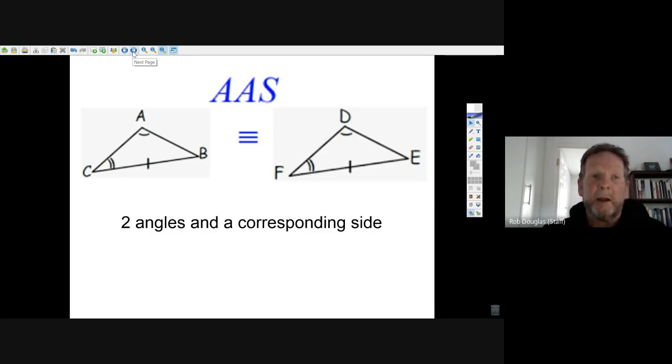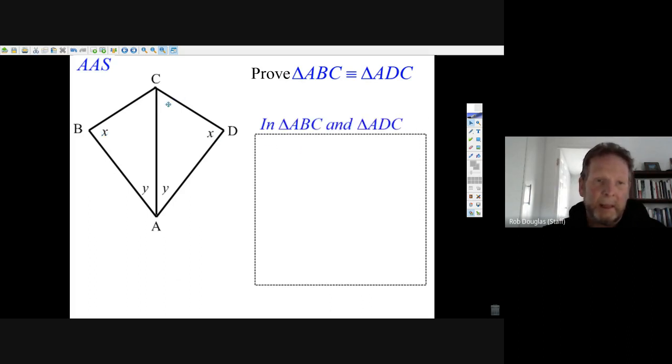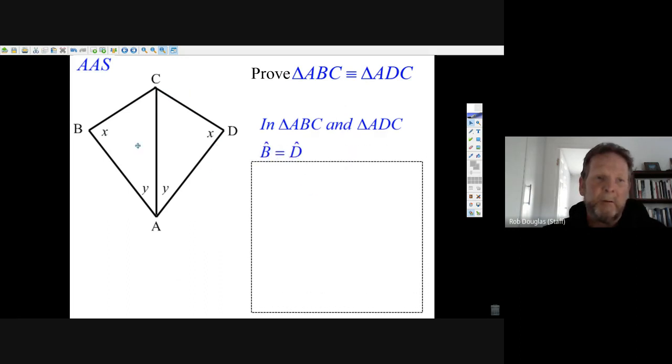So let's just try a question. Here we go. You know what we do. We're trying to prove that triangle ABC is congruent to triangle ADC. And what are we given? Those two x's mean that in triangle ABC and triangle ADC, we know that angle B equals angle D because the x's are there. Now, there's no ambiguity here. There's only one angle at B and only one angle at D.